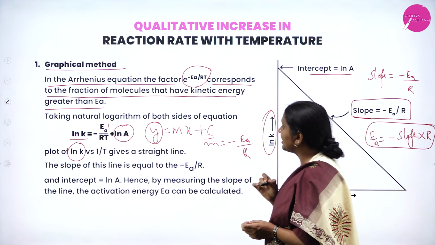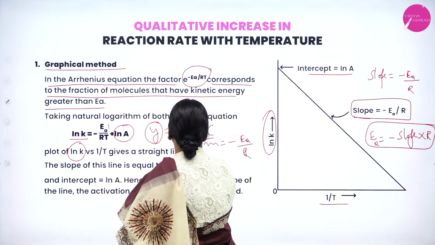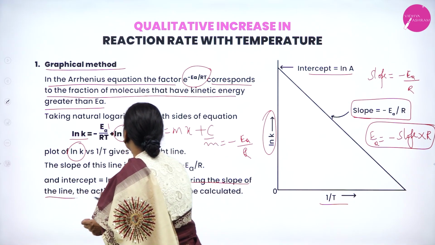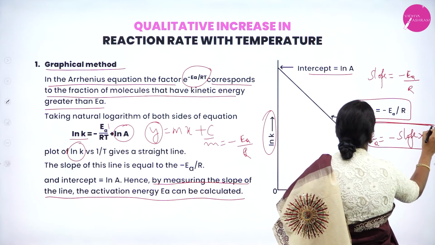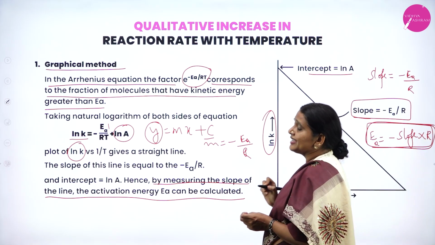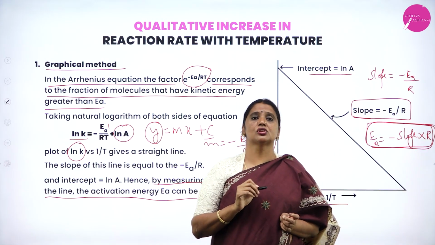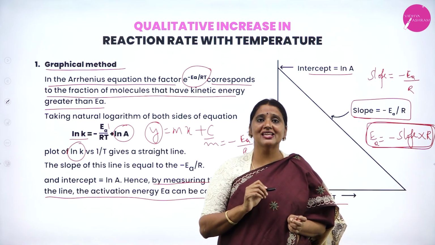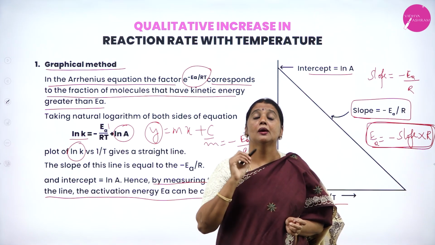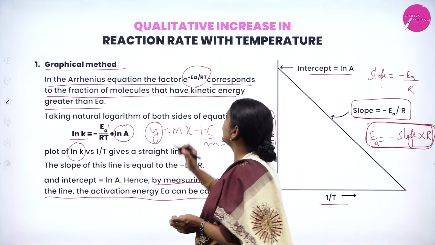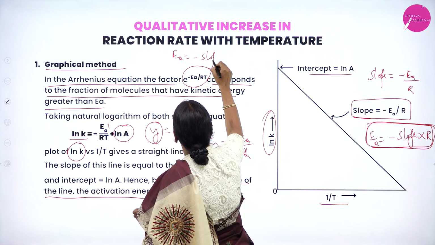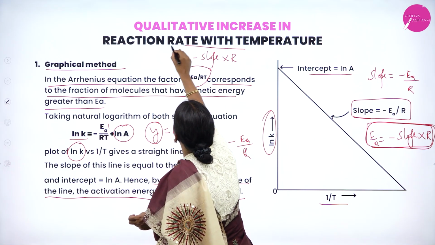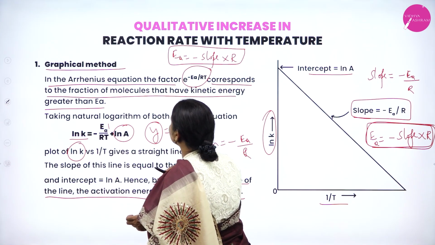This is the graphical method. By measuring the slope of the line, the activation energy Ea can be calculated. Therefore, by the graphical method, how can you calculate Ea? What's the formula I deduced from the graph? Ea is equal to minus slope into R. What is R? R is the universal gas constant.